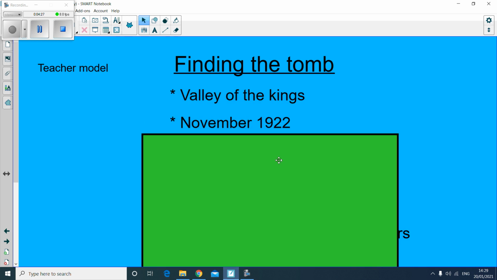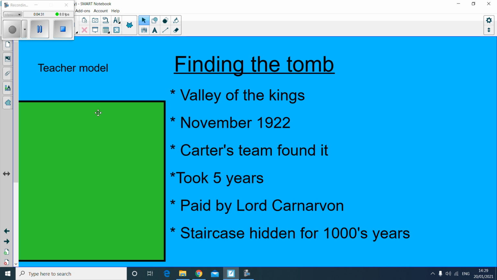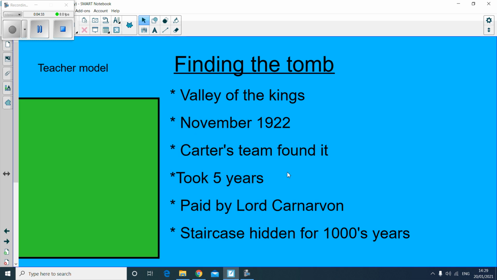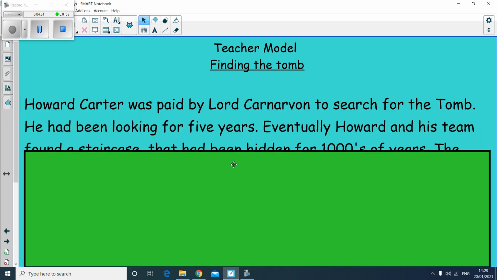So I've got the Valley of the Kings. I've got November 22. I've got Carter's team found it. I've got that it took 5 years. It was paid for by Lord Carnarvon, and the staircase was hidden for thousands of years. So I'm taking all of the information, putting it into bullet form, and then from the bullet points, I'm then going to write it up as a paragraph in 4 sentences.